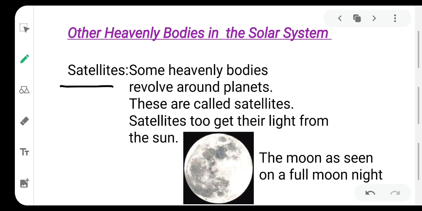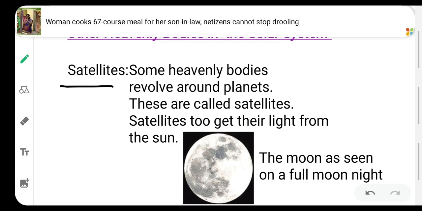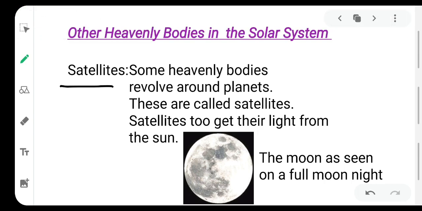You can see the image. The image of the moon as seen on a full moon night. Most of the planets in the solar system have satellites, and the planets revolve around the sun along with their satellites.